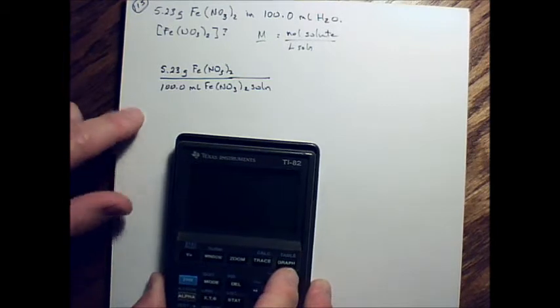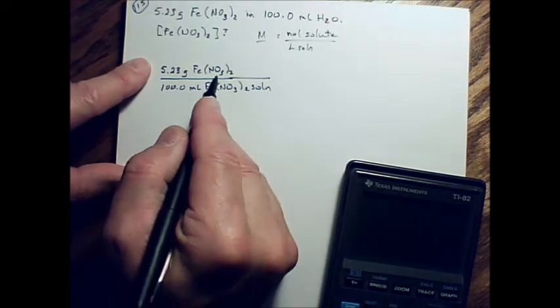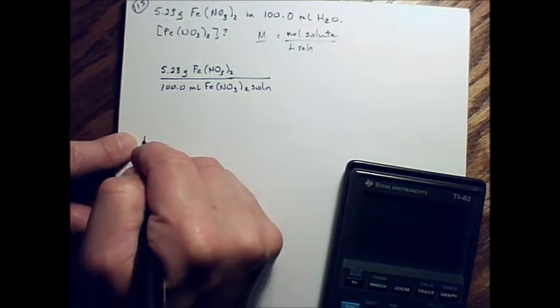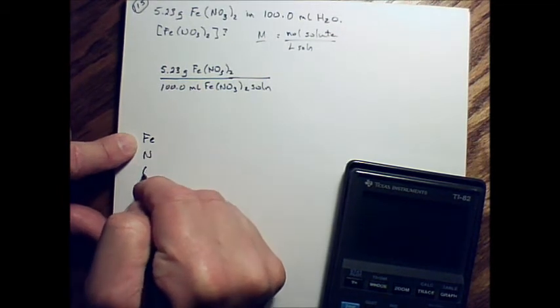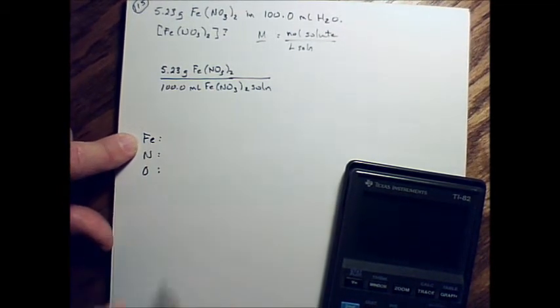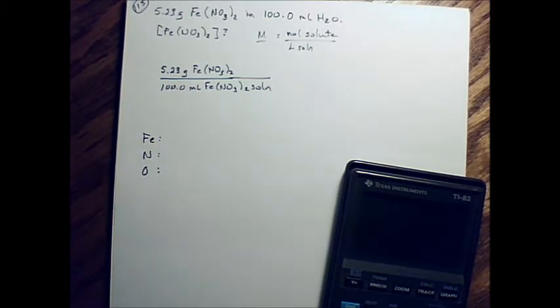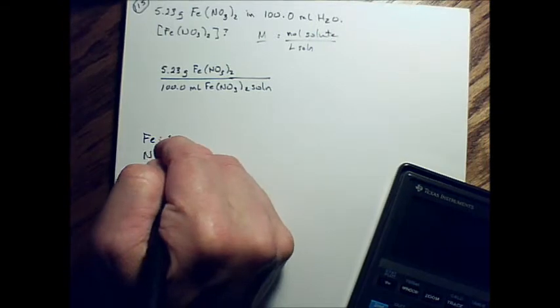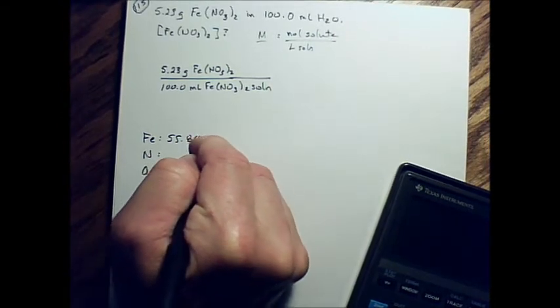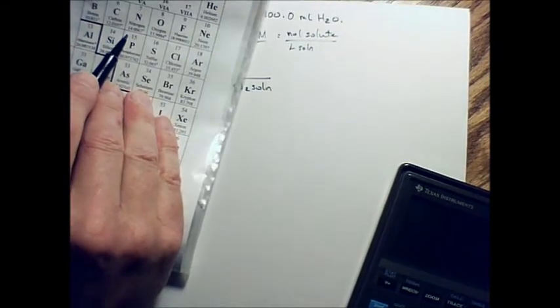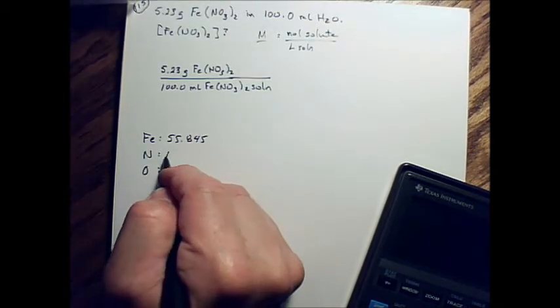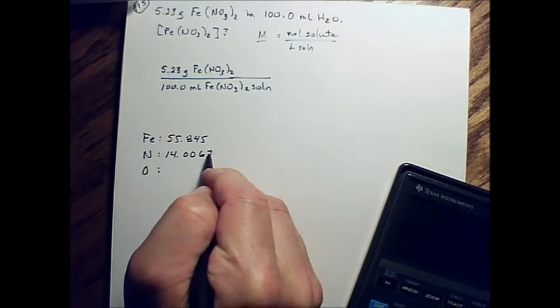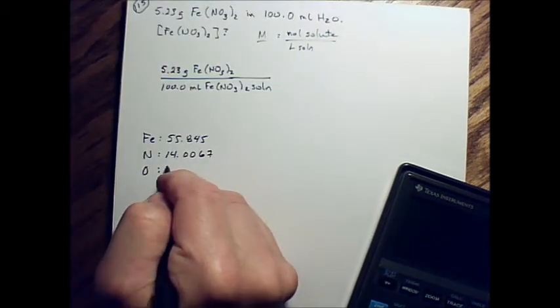Okay. All right. So first of all, we need to find our molar mass for iron nitrate. I'm going to do that right down here. I have iron and I have nitrogen and oxygen. And we get out the periodic table here and see that the atomic mass of iron is 55.845, and the atomic mass of nitrogen is 14.0067. The mass of oxygen is 15.9994.